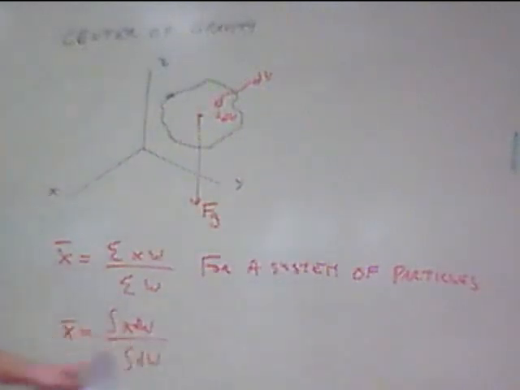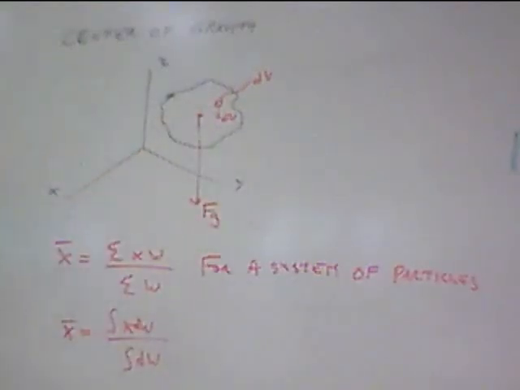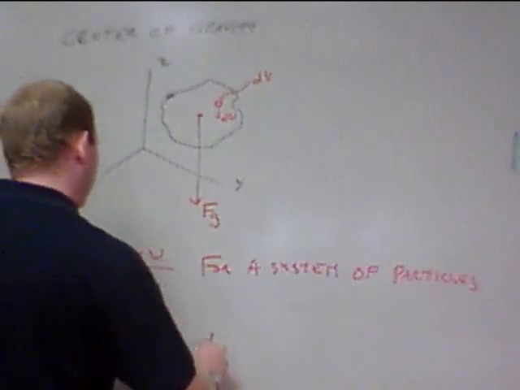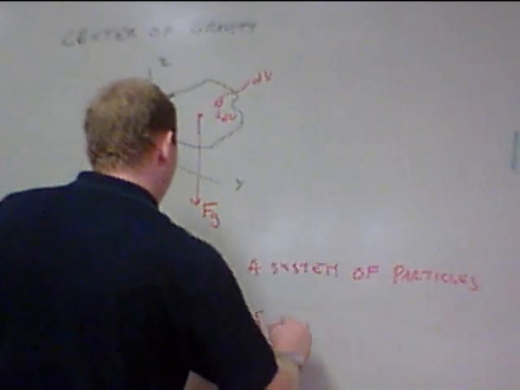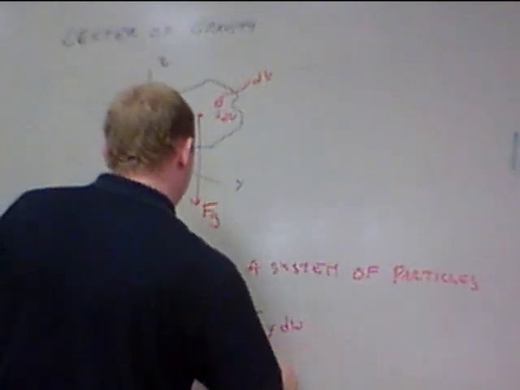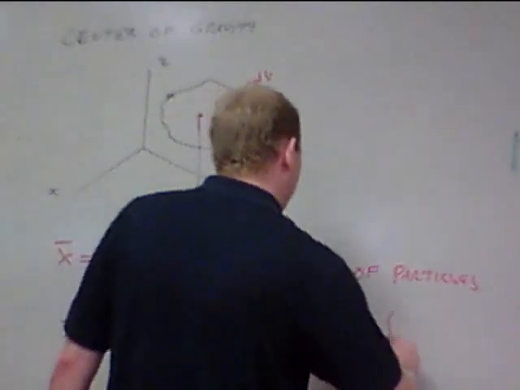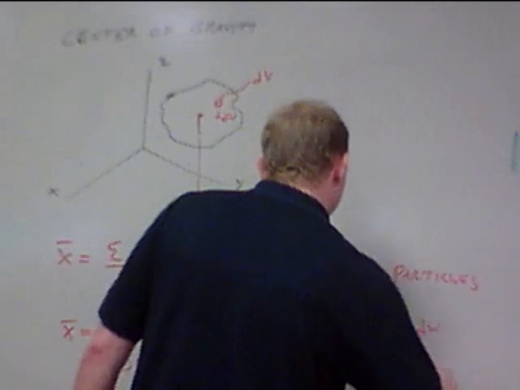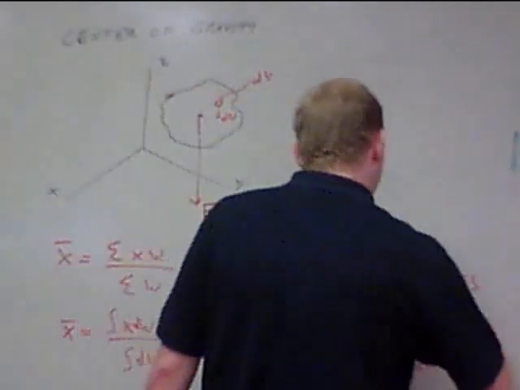This integral becomes very, very difficult to solve because of finding out these dW's for each step along the way. This is our equation for center of gravity. We also have y bar equal to the integral of y dW over the integral of dW, and z bar equals the integral of z dW over the integral of dW. And this is for center of gravity.